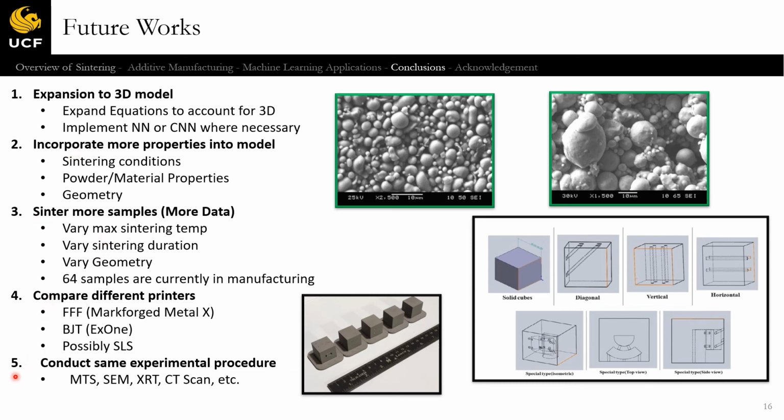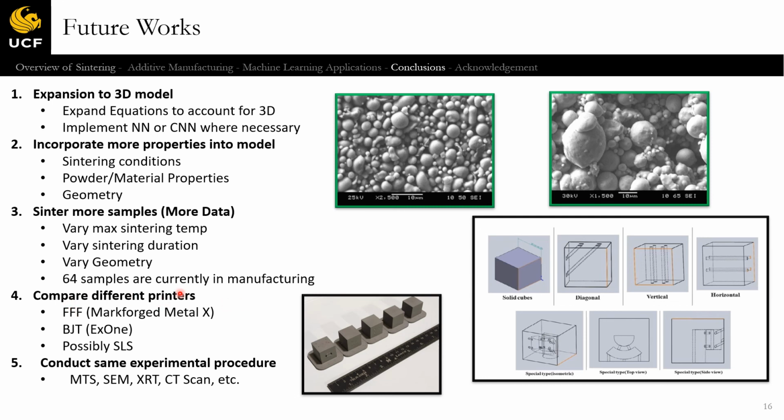3, 4, and 5 are kind of our experimental plans moving forward. We have like 64 different samples that are currently in manufacturing to provide us with more data. They have unique geometries, diagonal cooling holes, vertical cooling holes, horizontal cooling holes, and we may vary the max sintering temperature, sintering duration, and we will vary the geometry.